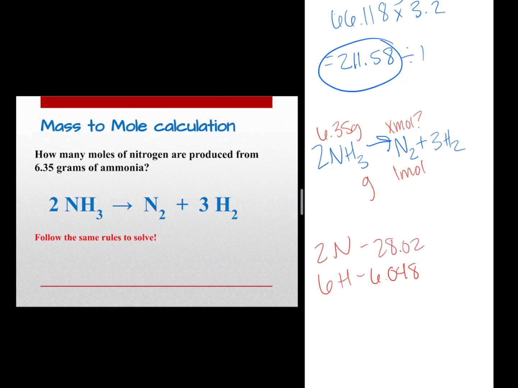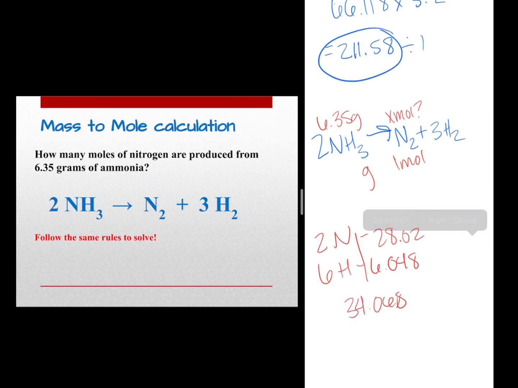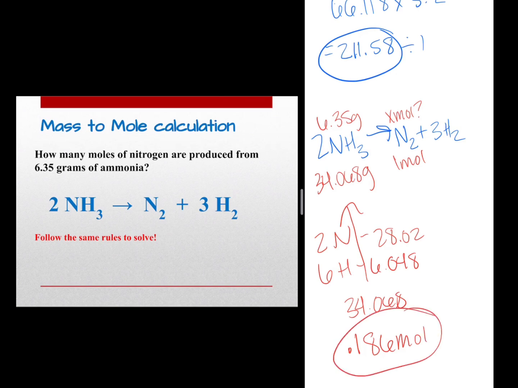So add those together. Mass is 34.068. That's what you need to plug in up here. You're ready to cross multiply and divide. So 6.35 times 1, so that stays the same. And then we're going to divide it by 34.068. That's going to give me 0.186. My unit is moles because that's what the question's asking about.